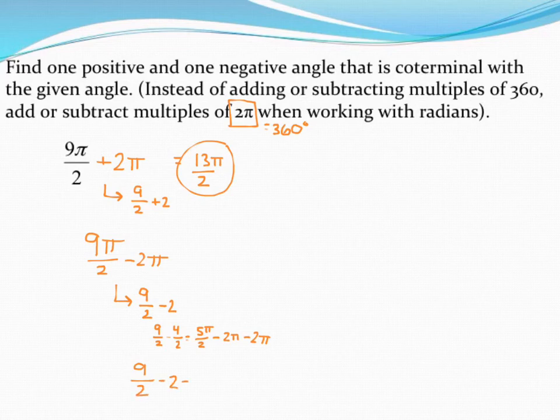Subtract 2 once, it won't be negative. Subtract 2 again, it still won't be negative. Once you subtract 2 a third time, you will end up with something negative. And it's actually negative 3 halves. So just don't forget to put a pi on your final answer.